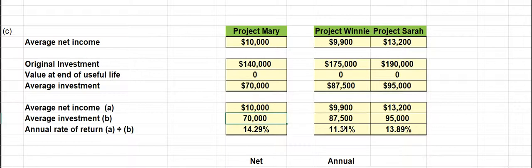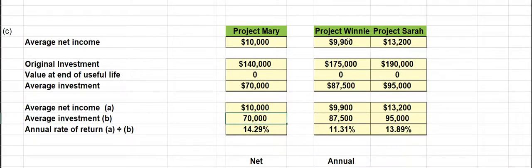Think about how these calculations can be manipulated. For example, if I'm a manager and I want to improve or boost my average rate of return, I could delay when a particular investment is being made so that my average investment is lower. But let's complete this project.